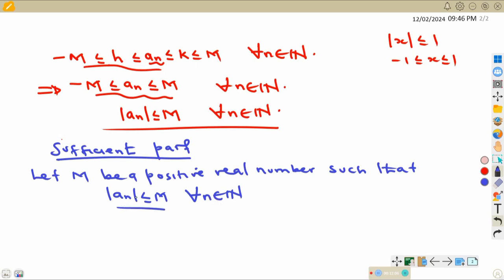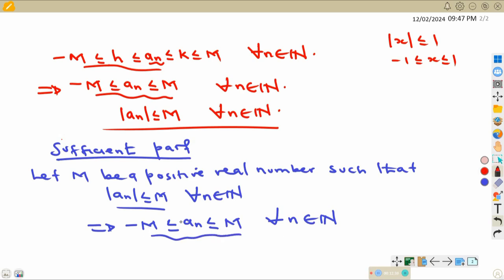If you have the magnitude of a_n less than or equal to M, this implies that -M is less than or equal to a_n, which is less than or equal to M, by the definition of the magnitude of a number. So we can write this, and this must be true for all values of n picked from the set of natural numbers. But when you look at this, what does it imply?